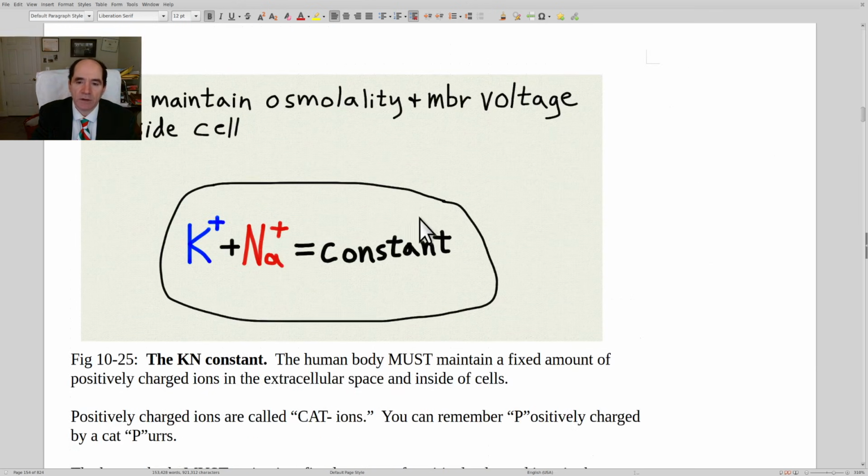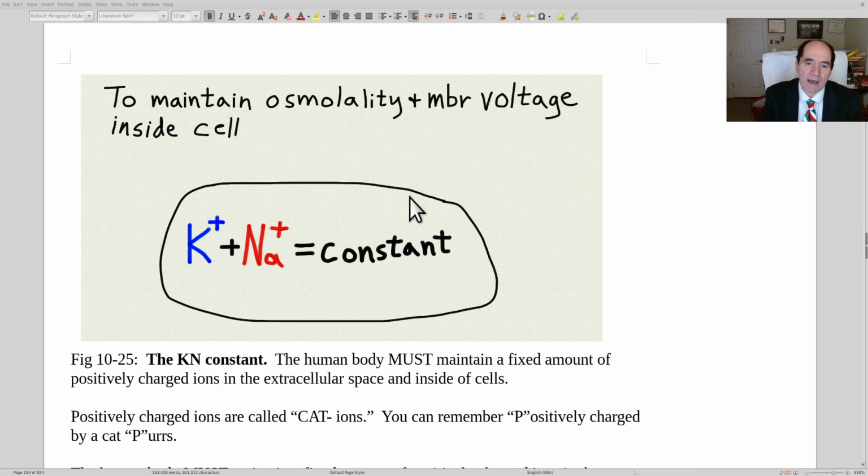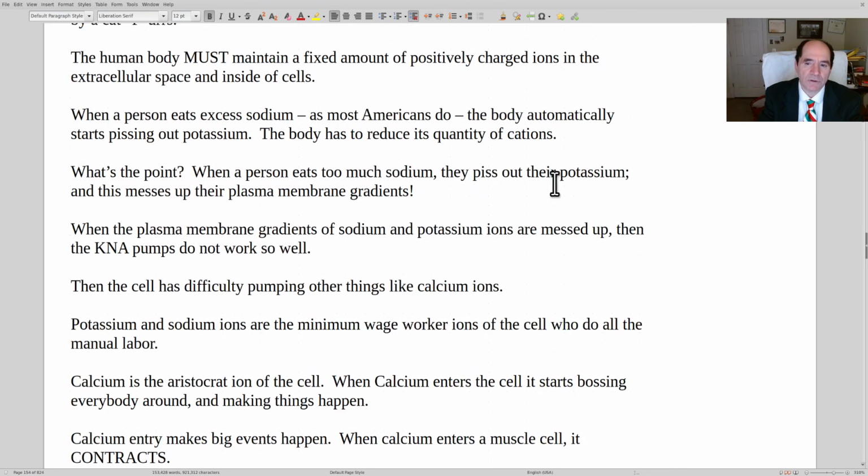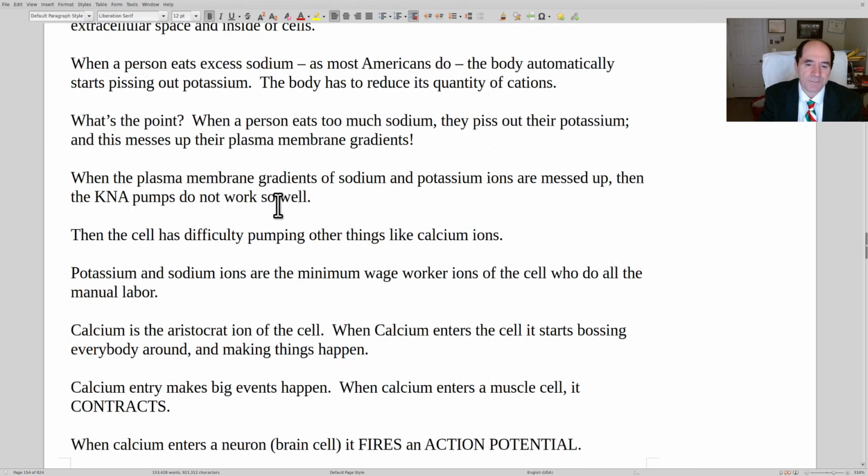and cancer. Okay, and I talked earlier about how you have to maintain the amounts of your cations to not have cell swelling and osmolality problems. Like I was saying, when a person eats too much sodium, they excrete their potassium, and this messes up their plasma membrane gradients, and then they can't pump calcium out of the cell so well. And if you have too much calcium in the cytoplasm of your vascular smooth muscle cells, they stay contracted, and you will be hypertensive. Okay, so it's vasoconstriction.